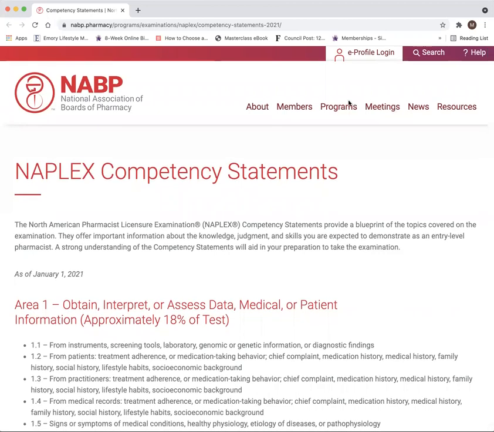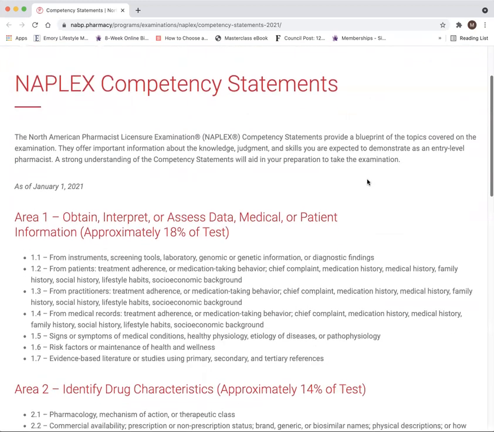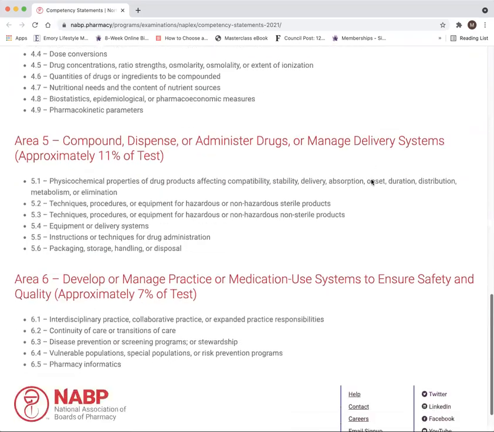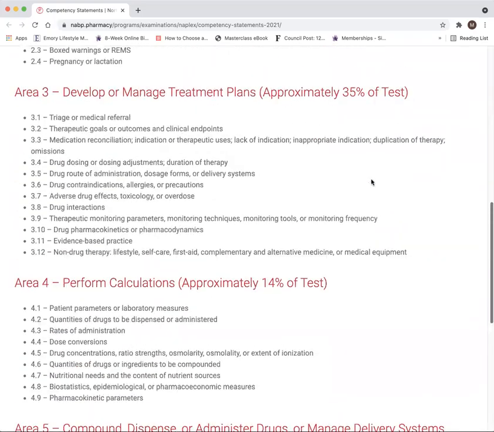I just wanted to take a few minutes and share with you some of the changes that have taken place or have been updated regarding the NAPLEX exams. There have been 6 areas or 6 categories in how the exam has been divided. And so there's area 1, area 2, area 3, area 4, and area 5.